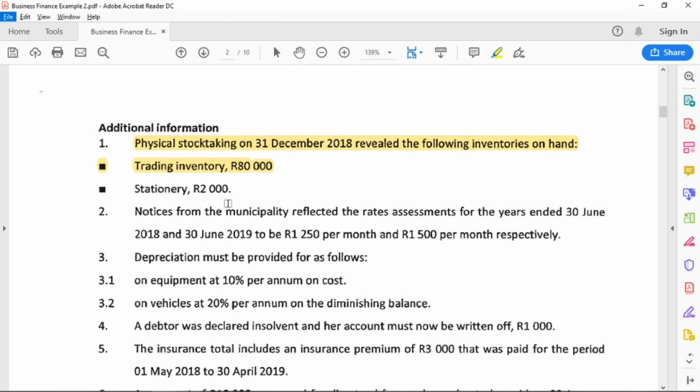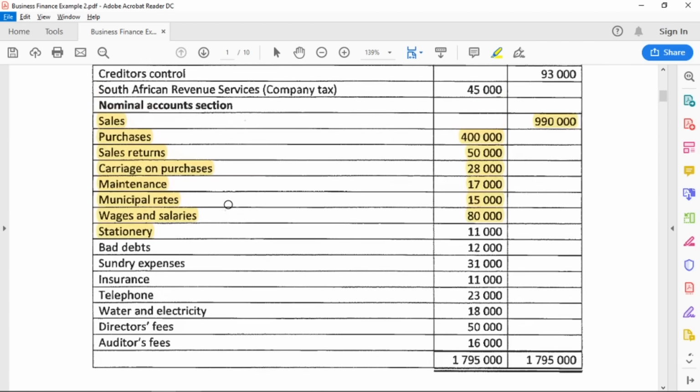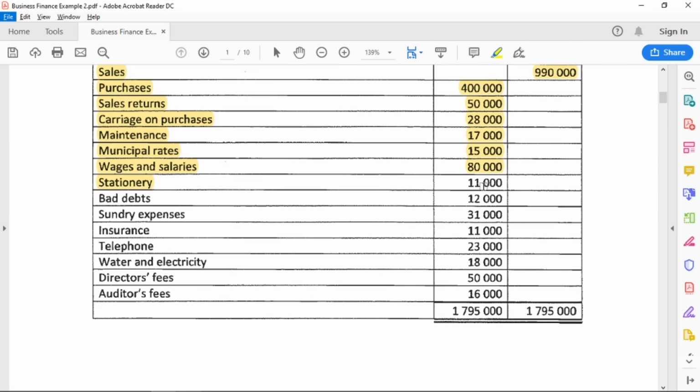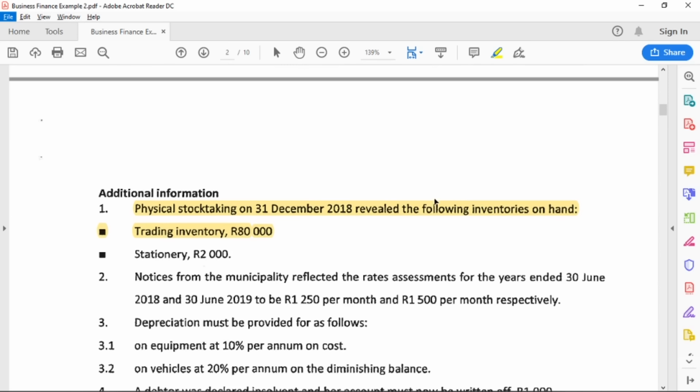So you have to take it out of the expense. In the expense over here, you have stationery of 11,000 Rand. So you have to deduct 2,000 Rand because the 2,000 Rand is no longer an expense. It's still left in our offices or in our storehouse, so it will be an asset for the next period.